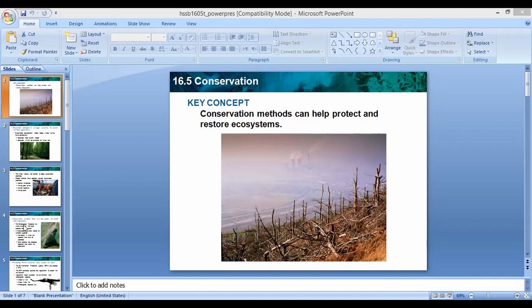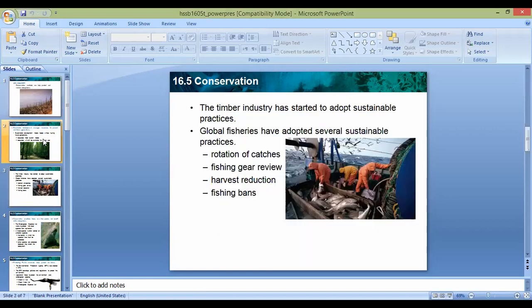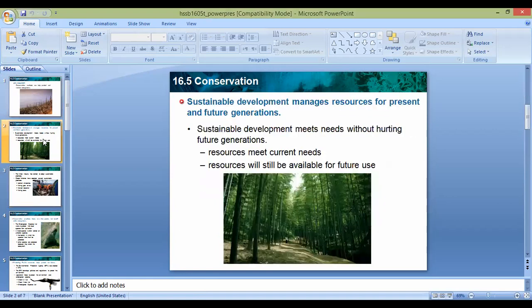Okay, so if we look here. There is something called sustainable development, which manages resources for present and future generations.